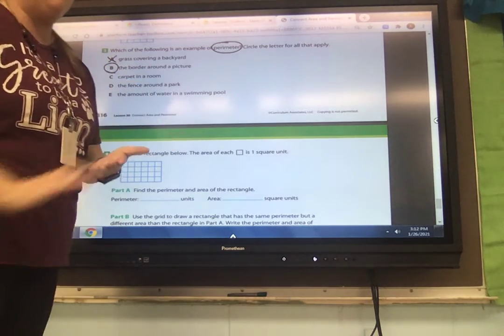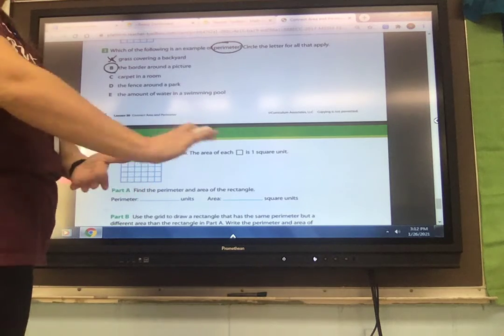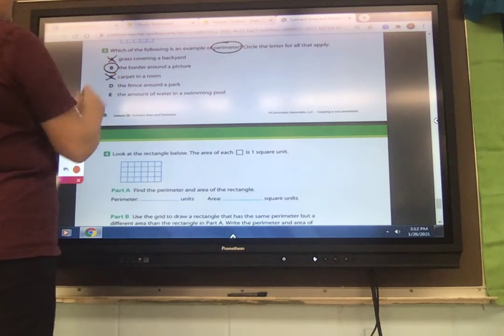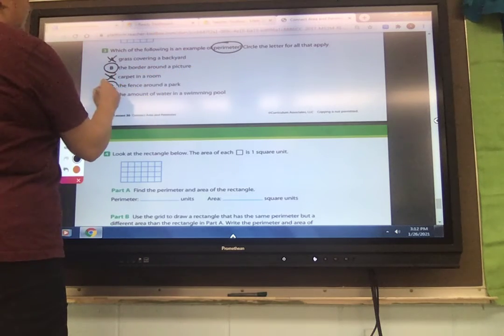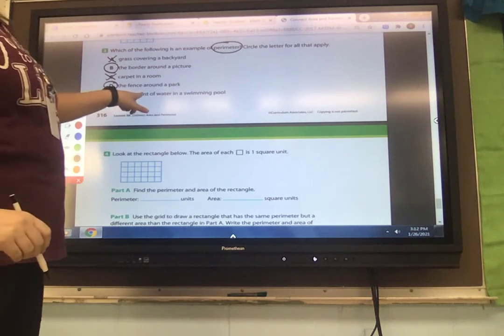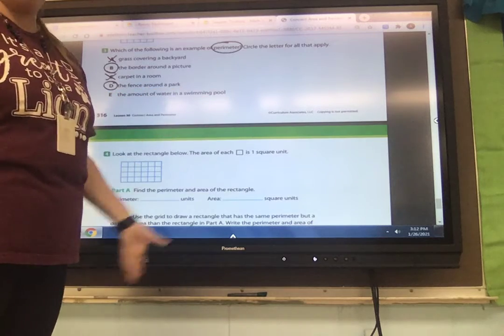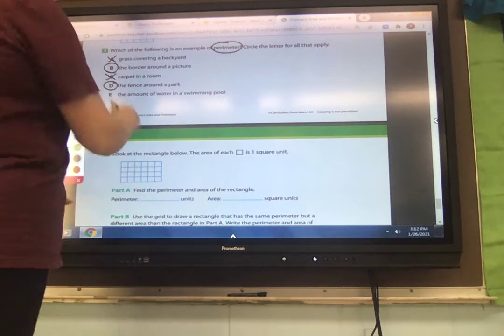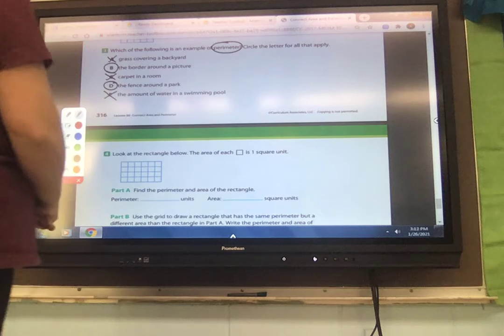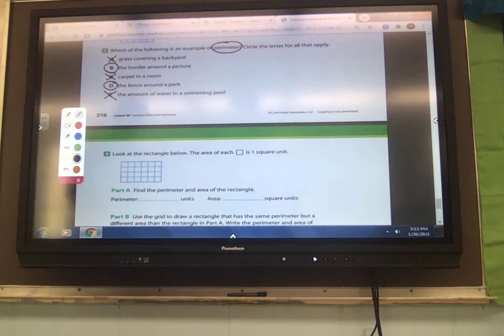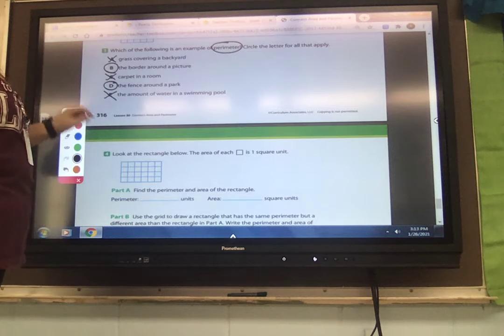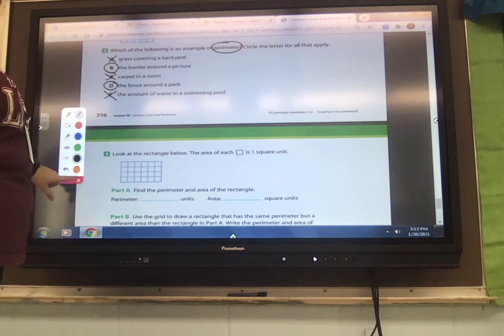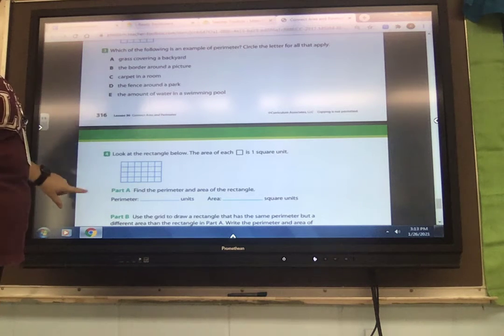Carpet. Carpet fills the inside of my room, so that's a no. A fence around a park. Perimeter is the fence, so yes. Water in a swimming pool. Water fills the inside of a pool, so no. So B and D are our perimeters. A, C, and E would all be area. We wanted perimeter, so we circle B and D.